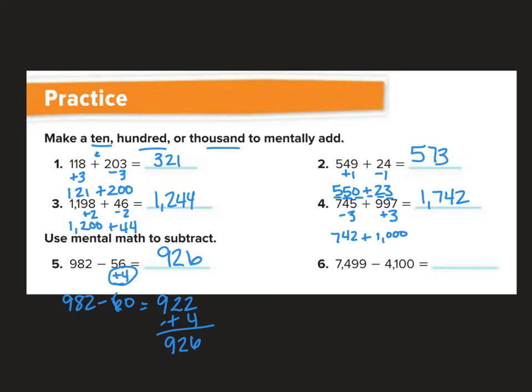Okay, now, oh, come on. This next one's just mean, you guys. So what I'm going to do is I'm going to add 1 here to make 7,500 minus 4,100. Okay, so after I do that, 500 minus 100 equals 400. Okay, and 7,000 minus 4,000 equals 3,000. So I'm going to get an answer of 3,400.